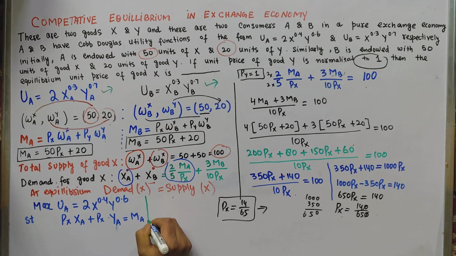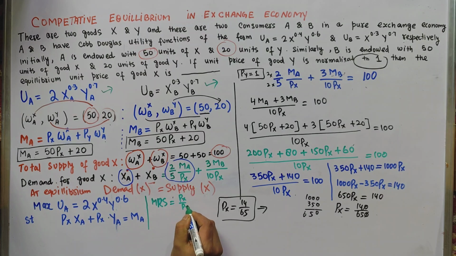Okay, you want to solve this maximization problem, and when you solve it, you will first equate the MRS, the marginal utility of good X upon the marginal utility of good Y, to be equal to price of X upon price of Y. Then you will solve it further.